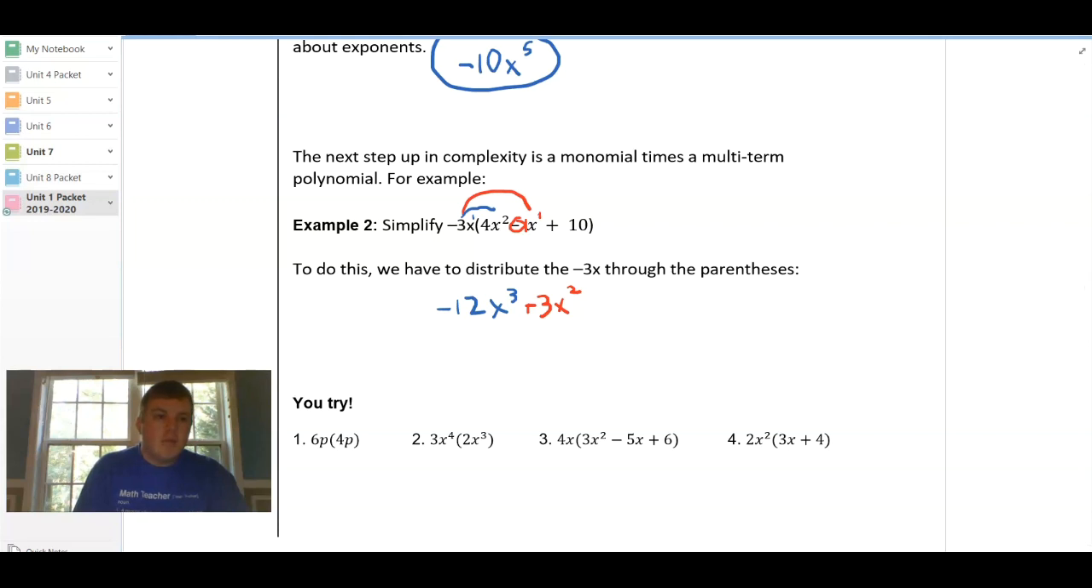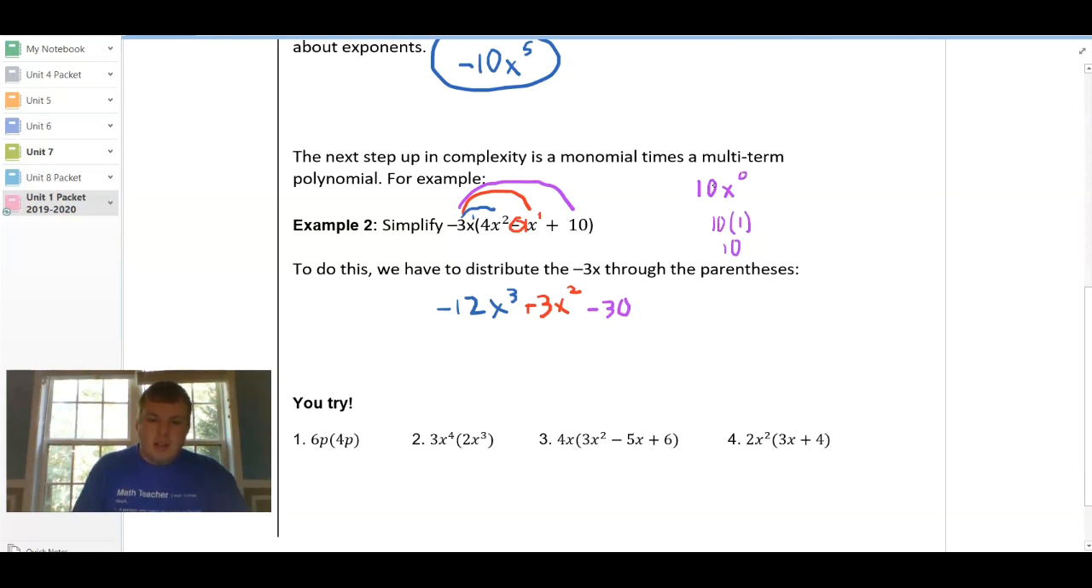And then finally, I have one more step. I'm going to distribute that negative 3x to the 10. So negative 3 times 10 is going to give me a negative 30. Now you notice this piece doesn't have an x attached to it, so we don't really have anything to multiply that x to the first with. But if you really want to think about it, it's really listing out 10 times x to the 0. Because remember, anything to the 0 power is going to be 1. So 10 times 1, of course, is the 10. So it's really like we're adding a 0 on the exponent there.